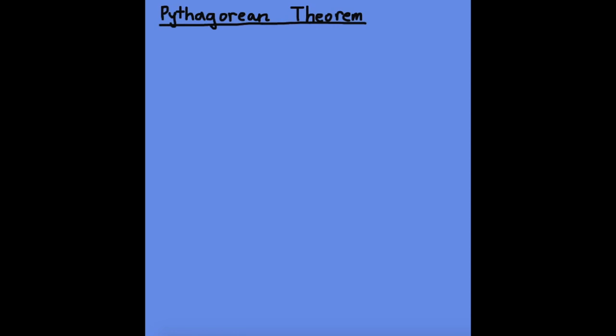We are going to learn about the Pythagorean Theorem. But before we review that, let's go over some terminology. The Pythagorean Theorem can only work with right triangles. The theorem cannot work with acute or obtuse triangles. There needs to be a 90-degree angle in the triangle in order for us to use the Pythagorean Theorem.